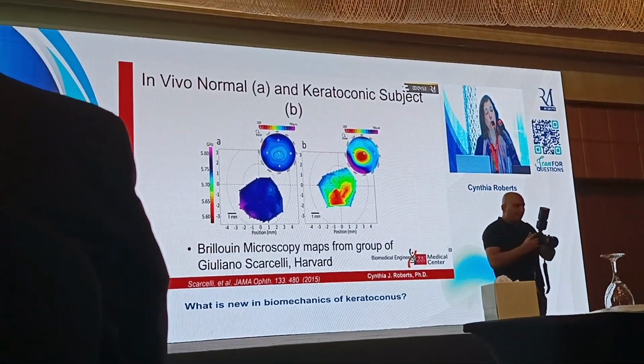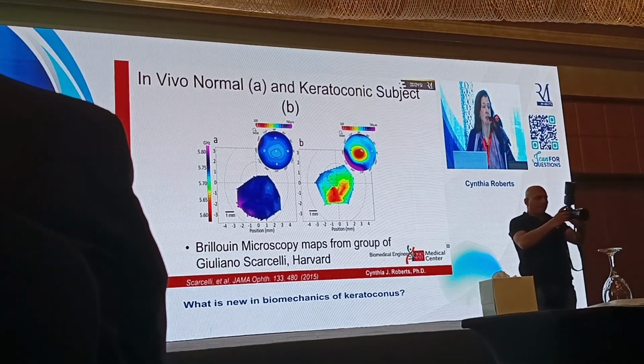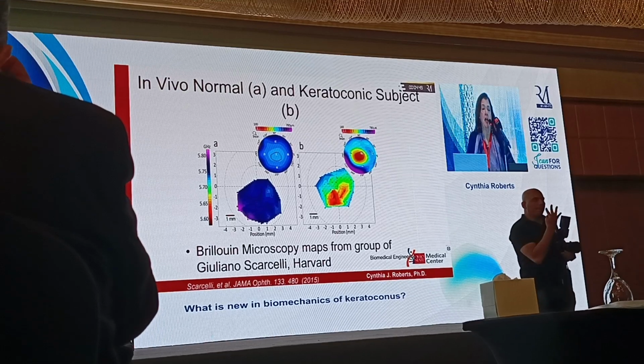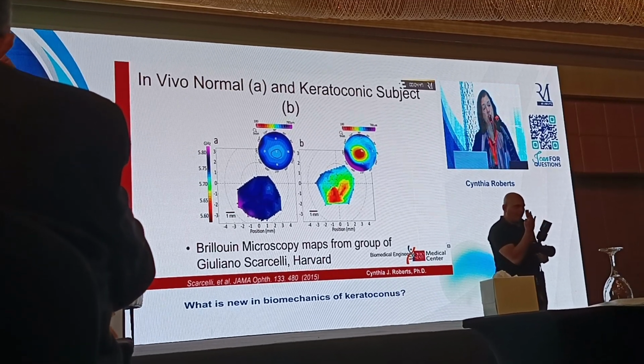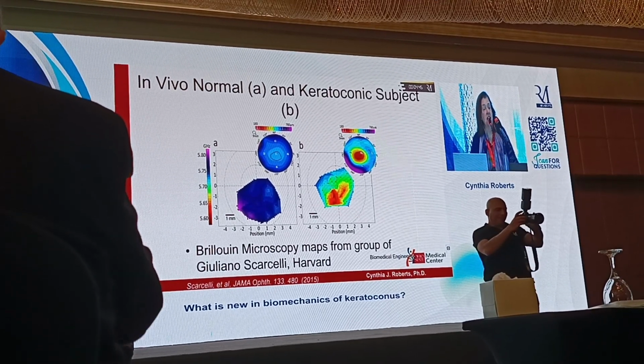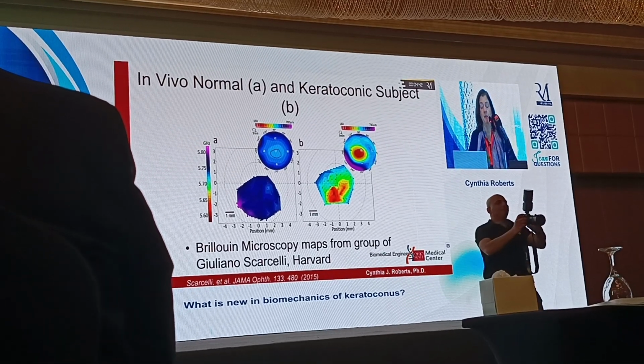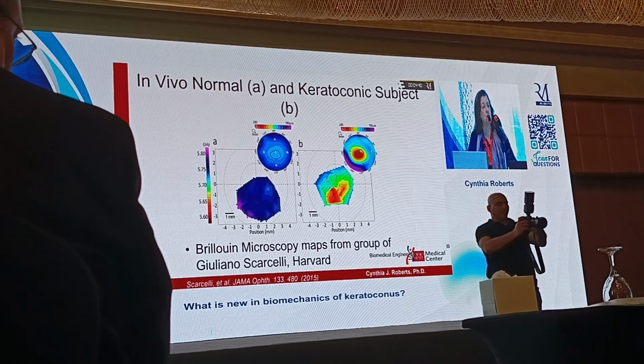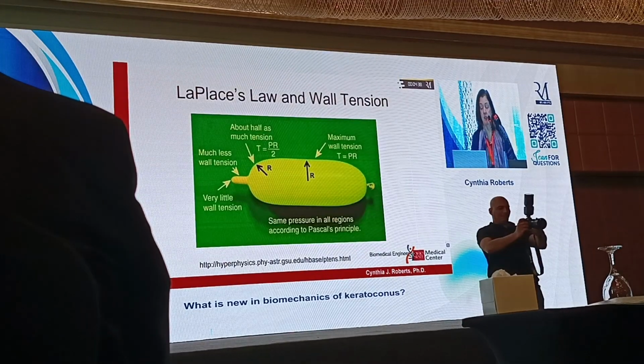It's also shown with Brillouin microscopy, published by Giuliano Scarcelli, where if you look at the keratoconic subject on the right, you can see there's asymmetry in the biomechanical properties as opposed to the normal subject on the left.